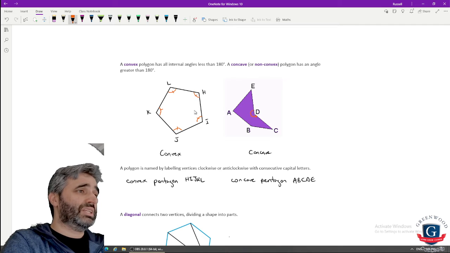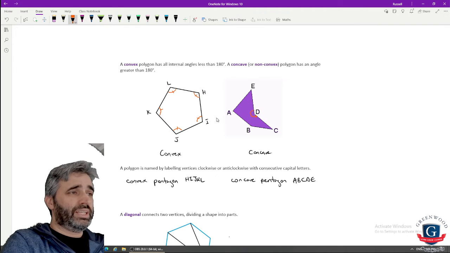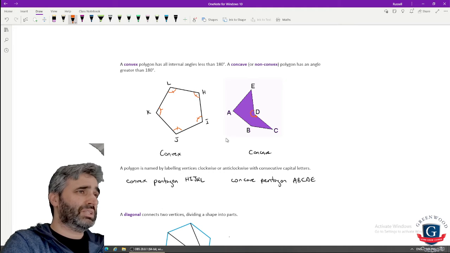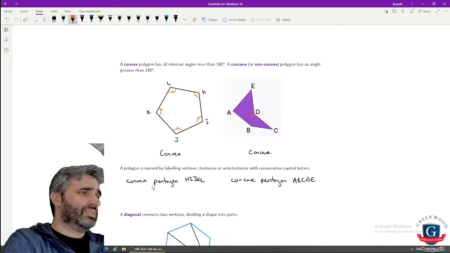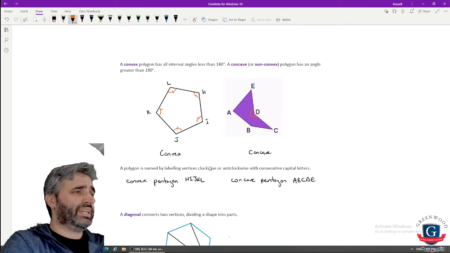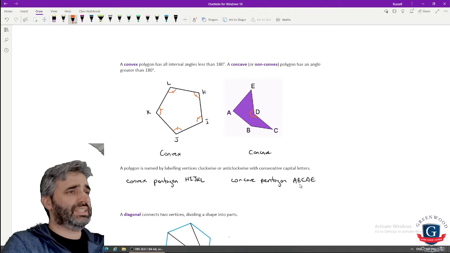So if we were going to name these polygons, we name them with capital letters at each vertex and either go clockwise or counterclockwise or anticlockwise. So if we start at H, I, J, K, L, we've gone clockwise. In this case, we've gone A, B, C, D, E, anticlockwise. So we could name this first polygon a convex pentagon, HIJKL. And in this case, we have a concave pentagon, ABCDE.